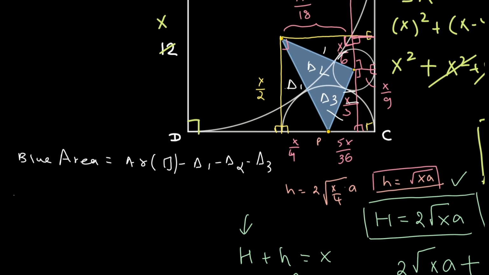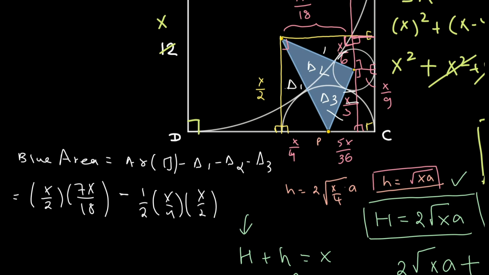Okay. Now the area of the complete rectangle would be length into breadth. Therefore x upon 2 into 7 times x upon 18. Area of the complete rectangle done. Minus the area of triangle number 1, that is this right angle triangle. Therefore half times the base, that is x upon 4, into the height, that is x upon 2. So this will turn out to be x square upon 2 into 4 into 2, that is 16. So x square upon 16, minus the area of triangle 2, that is the upper right angle triangle.